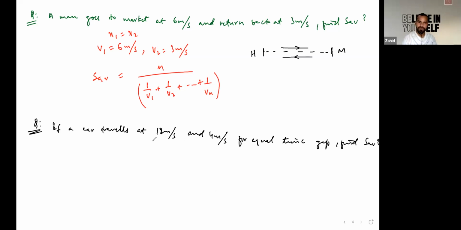In this problem, we have two different velocities, v1 and v2. The car is traveling for equal time gap. Just use the second formula. You get your answer.